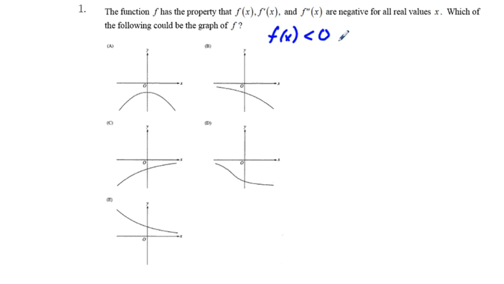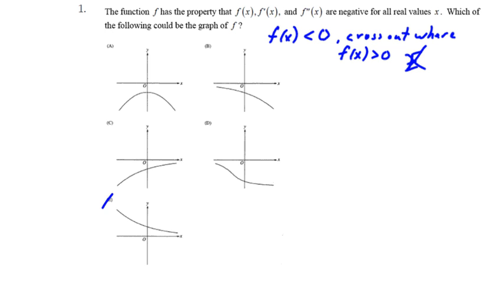And that means we can cross out where f of x is greater than 0, because that'll just make it easy. And so to do that, we see that answer choice E, okay, so E gets crossed out based on that.